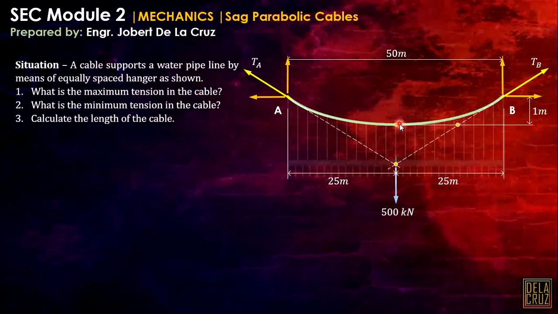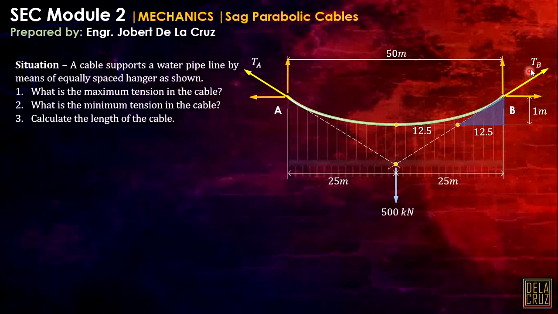Meaning, if this one up to that point is 25 meters, they will meet halfway, and that is 12.5. Dito rin, 12.5. Okay? So, by this, we can actually calculate the angle of inclination ng B by considering this right triangle. Take note that we have this sag of 1 meter and we have this already, the horizontal dimension dito.